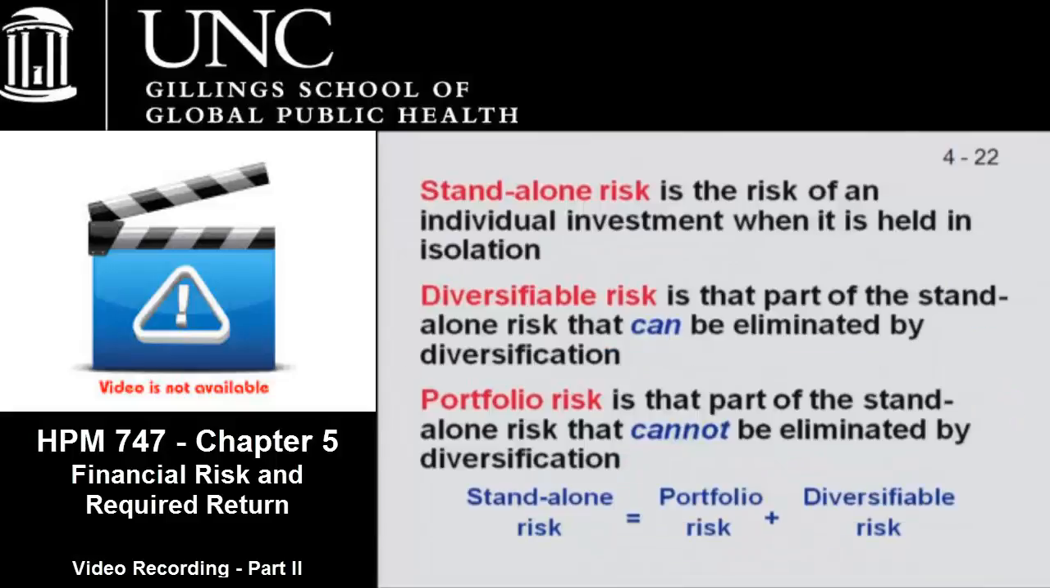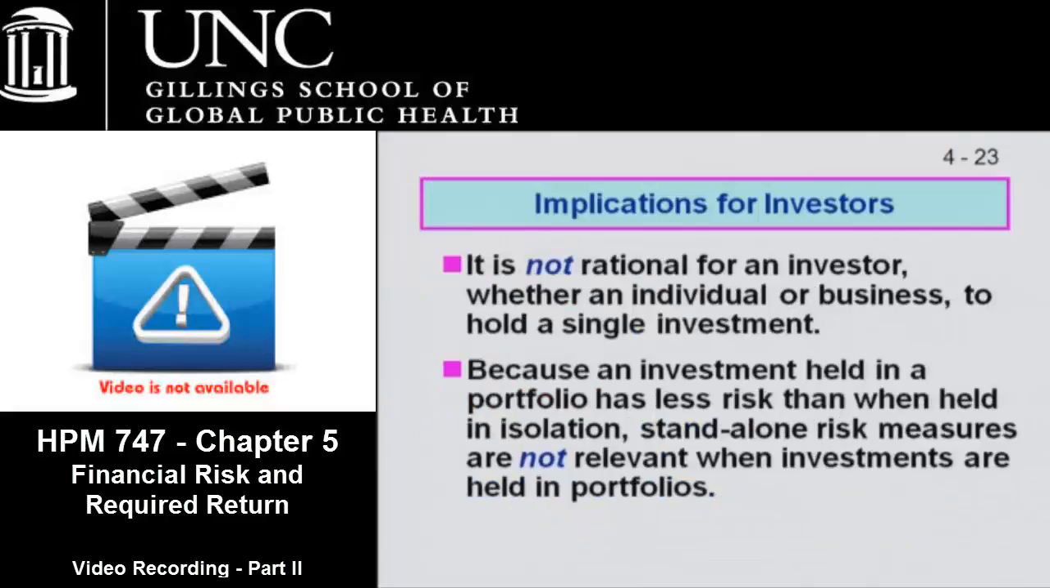So we talked about standalone risk. We talked about diversifiable risk. That's the amount that you can eliminate by adding different assets. And then there's portfolio risk, and that can't be eliminated because that's subject to the general economy. So what does all that mean for you? And I will emphasize this over and over again. It is not rational for you to own one asset. There's a reason we have mutual funds. There's a reason why we have the wide array of investment products. Diversify your portfolios.